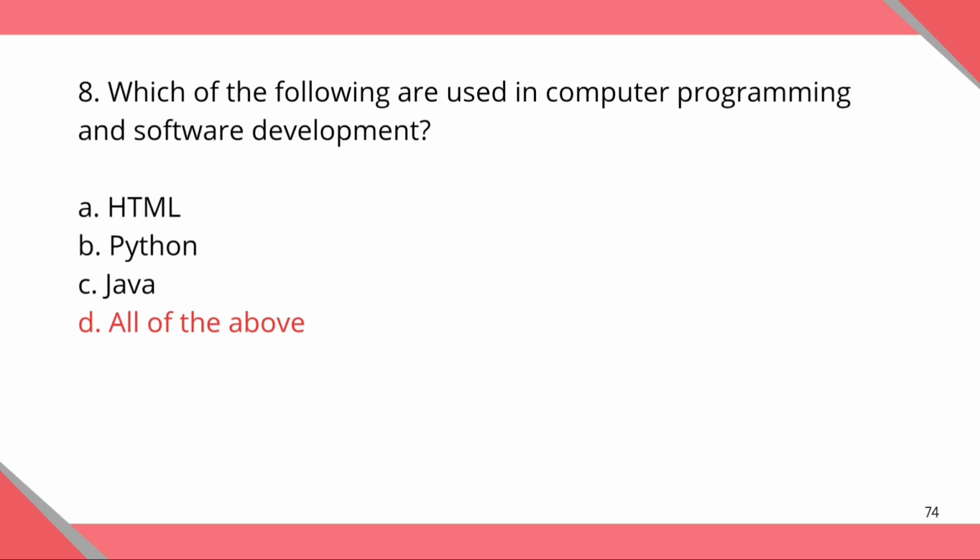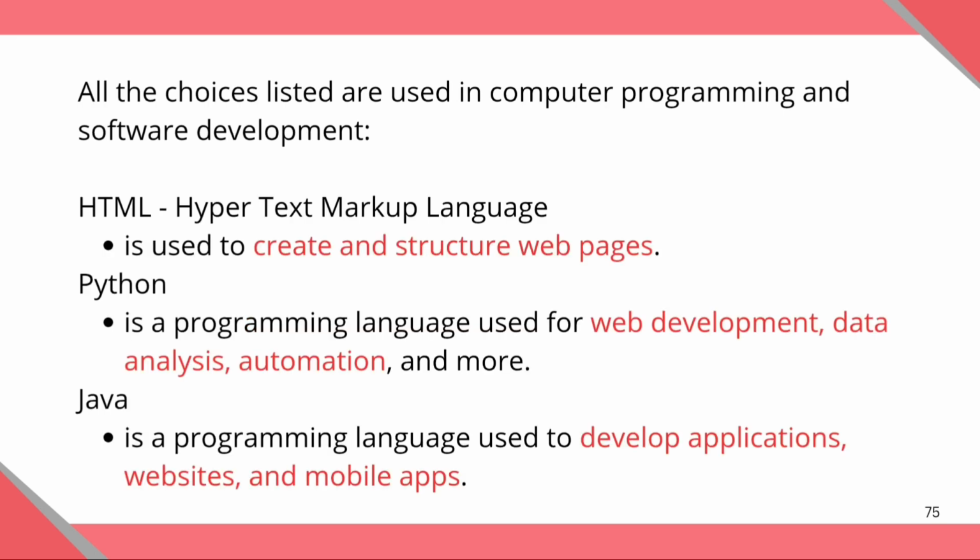The correct answer is letter D, all of the above. All the choices listed are used in computer programming and software development. The option A, HTML or hypertext markup language, is used to create and structure web pages. The option B, Python, is a programming language used for web development, data analysis, automation, and more. And the option C, Java, is a programming language used to develop applications, websites, and mobile apps.